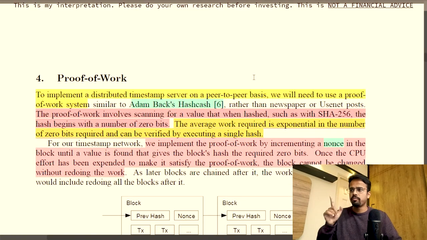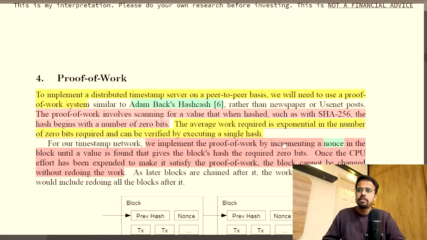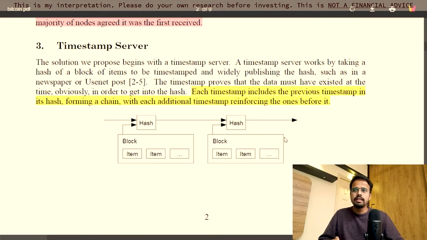Okay, getting back to proof of work. Point number four, proof of work. To implement a distributed timestamp server on a peer-to-peer basis, we will need to use a proof of work system, similar to Adam Back's Hashcash, rather than newspaper or Usenet posts. So till now we have seen that we need a system where each individual broadcasts the hash of their previous block or any block to the entire network, and everyone has a copy of the entire network.